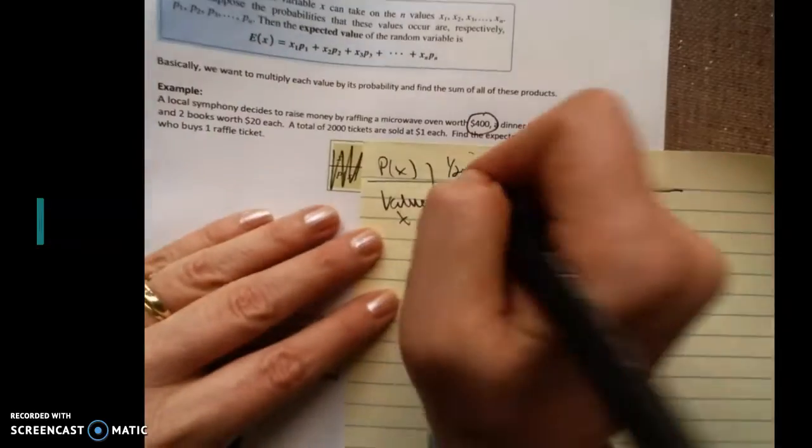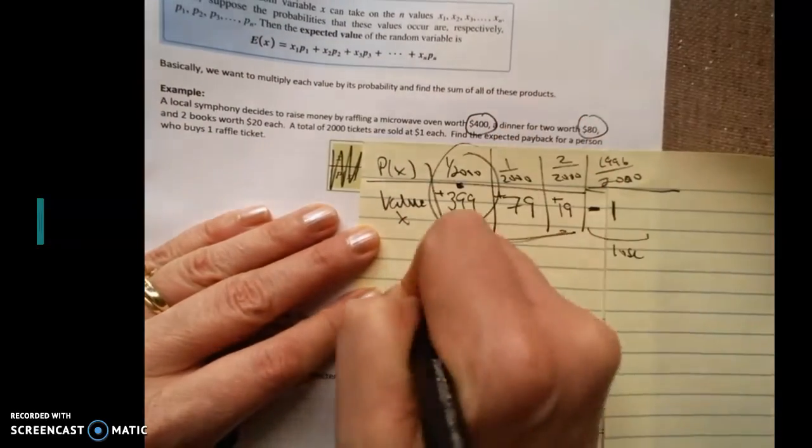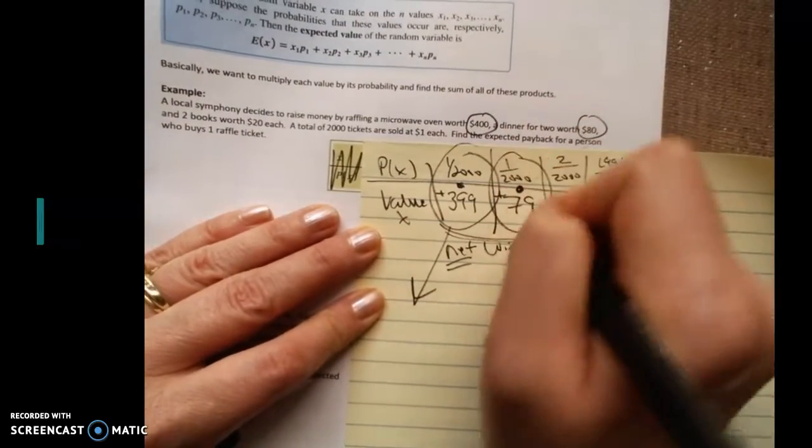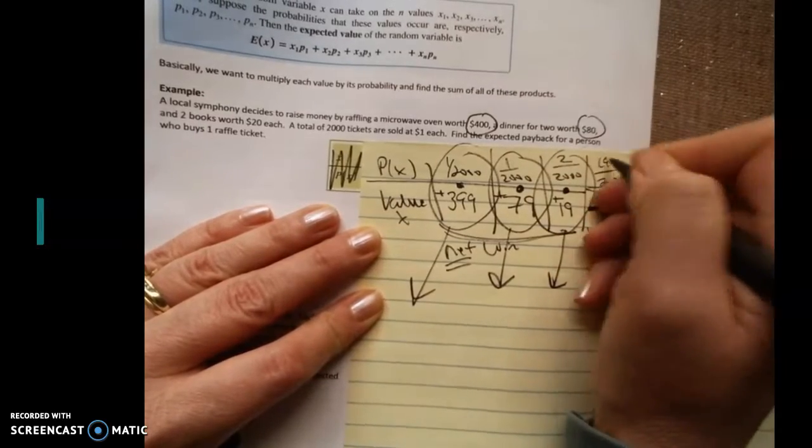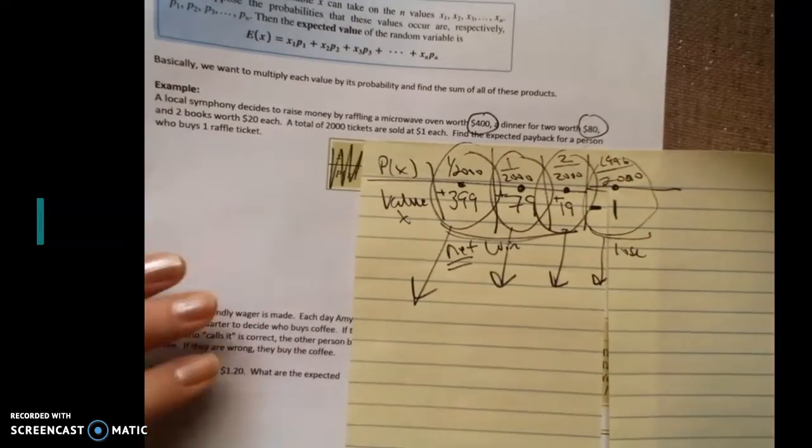All right, so we're going to do this up and down. I just like this better. So we're going to multiply, multiply, multiply, and multiply. And then we're going to add those up.